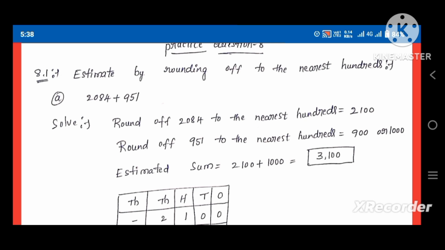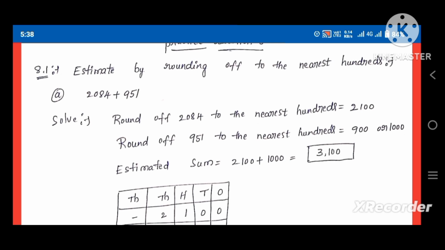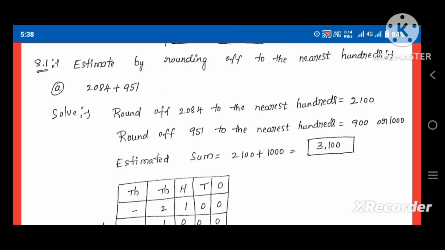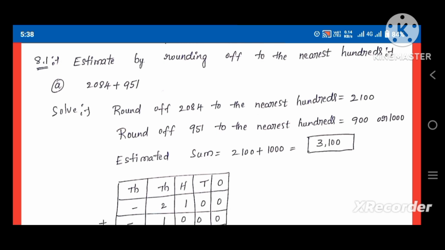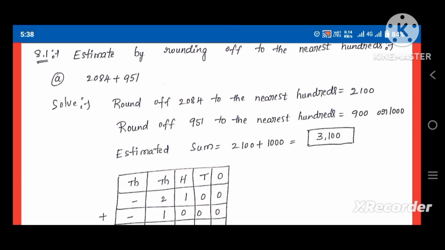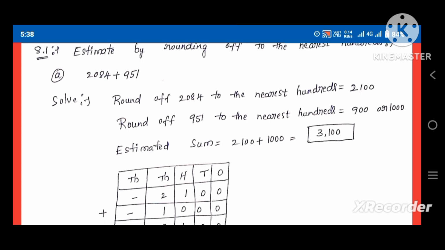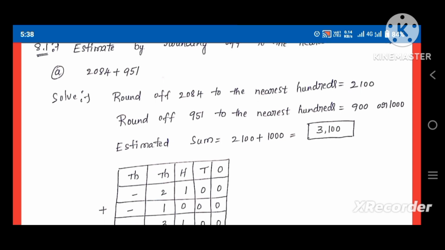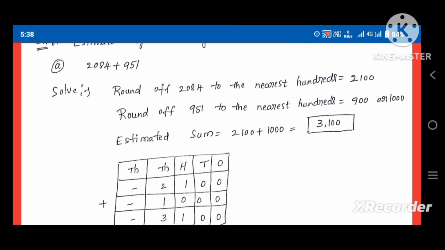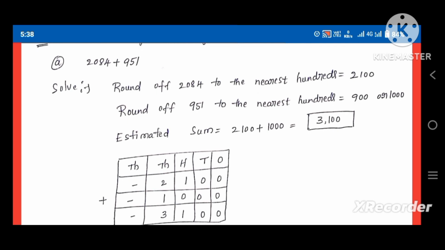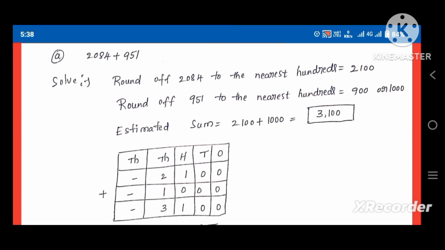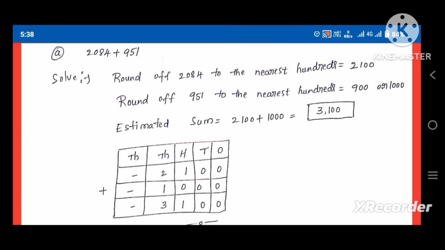Round off 2084 to the nearest hundreds is equal to 2100. Round off 951 to the nearest hundreds is equal to 900 or 1000. Estimated sum is equal to 2100 plus 1000 is equal to 3100.